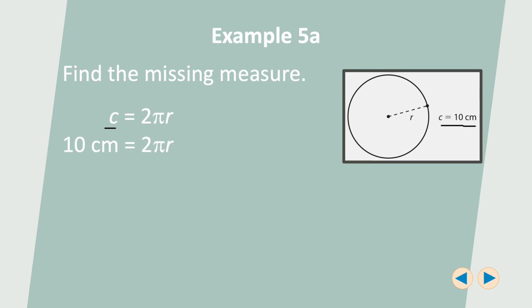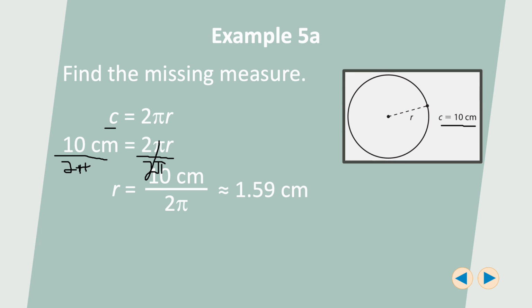Remember with math that we're going to see this a lot in geometry. We're going to deal with pi a lot. So you're going to treat pi like you would any constant, and you're going to divide both sides by 2 pi. So this cancels here, and I have r is equal to 10 centimeters over 2 pi, and if you put that into a calculator, it would be approximately 1.59 centimeters.